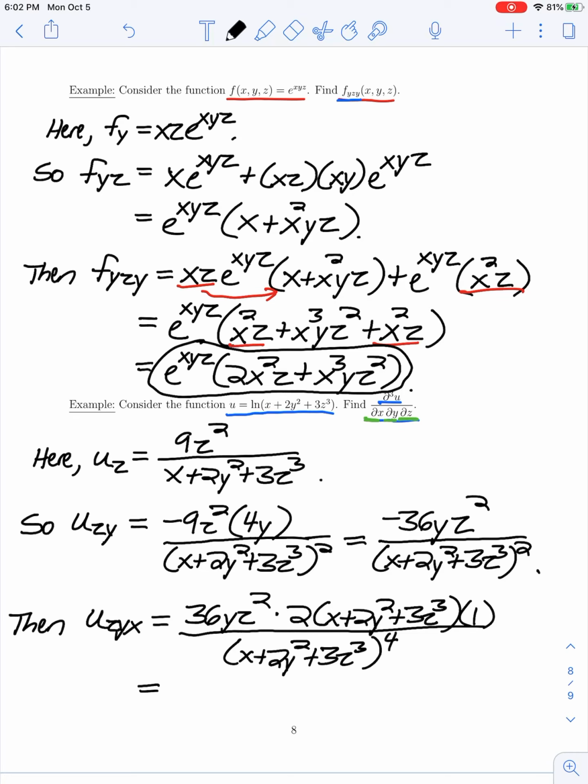So simplifying a little bit, well, I recognize that I can cancel 1 power of x plus 2y squared plus 3z cubed from the numerator and denominator. And then in the numerator, I'm left with 36yz squared times 2. So I have 72yz squared all over x plus 2y squared plus 3z cubed to the third power.